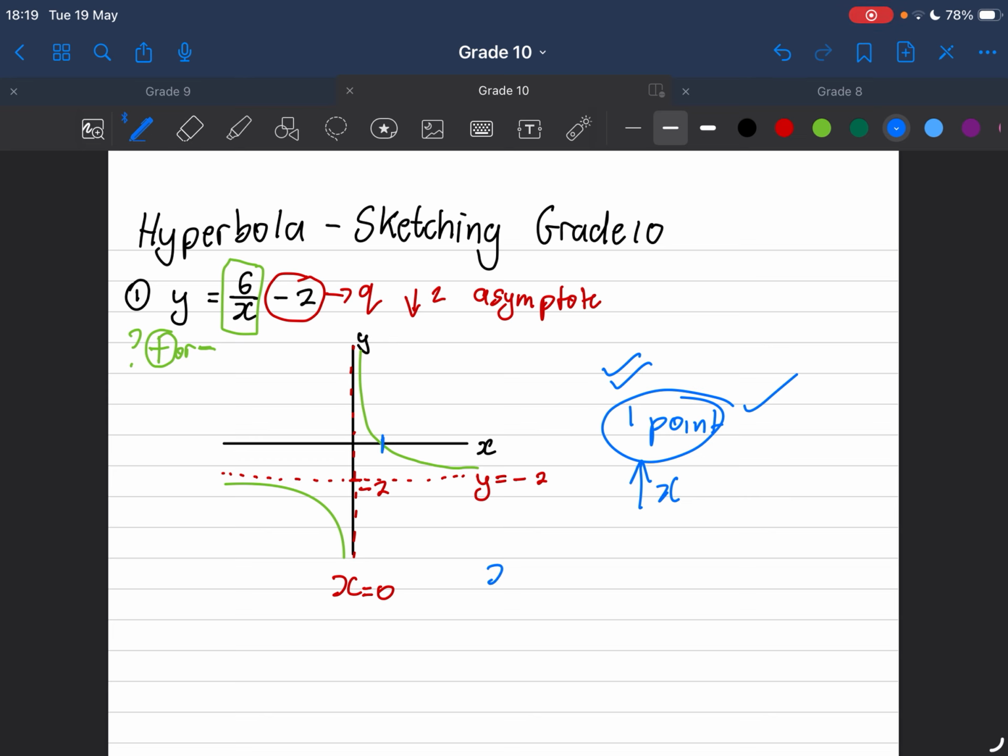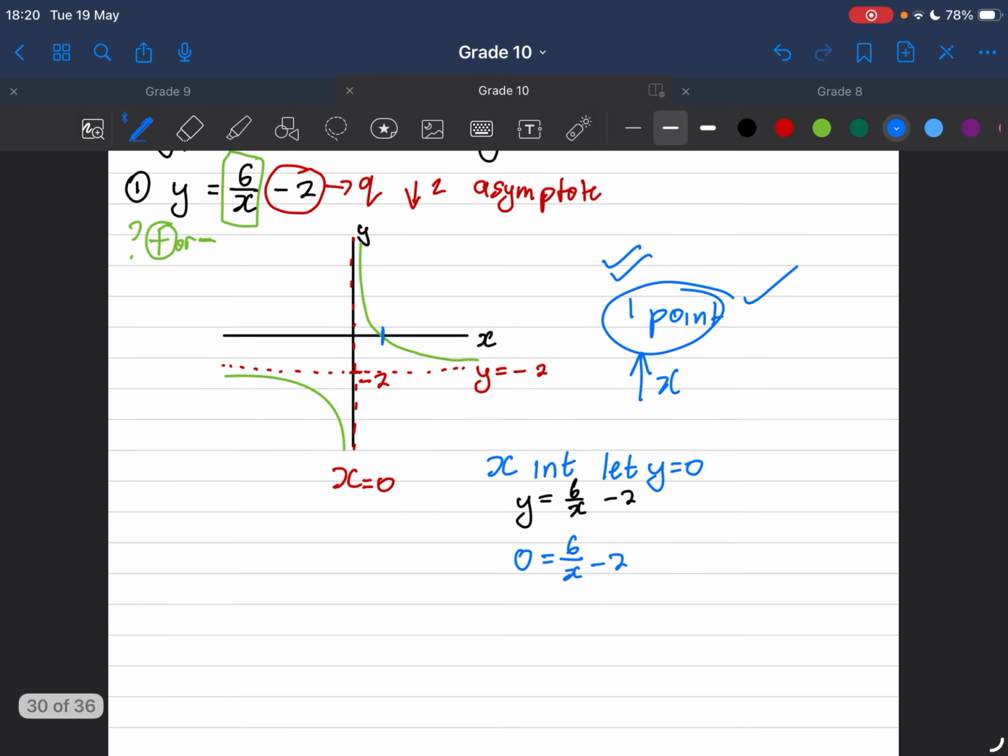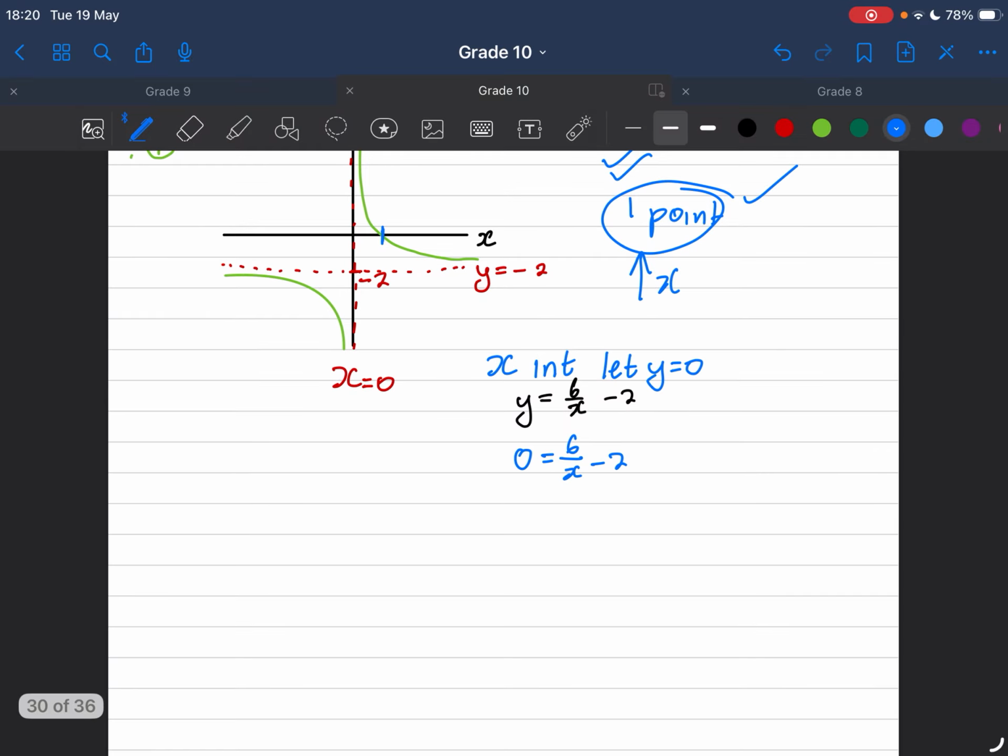So the rule doesn't change. X-intercept, let y equal 0. So y equals 6 over x minus 2. So I'm going to let y equal 0. So that means 0 is equal to 6 over x minus 2. You should know how to solve an equation like this because you've done it before, but I'm going to show you how you do this specific one, so maybe next time it can be a bit easier for you.